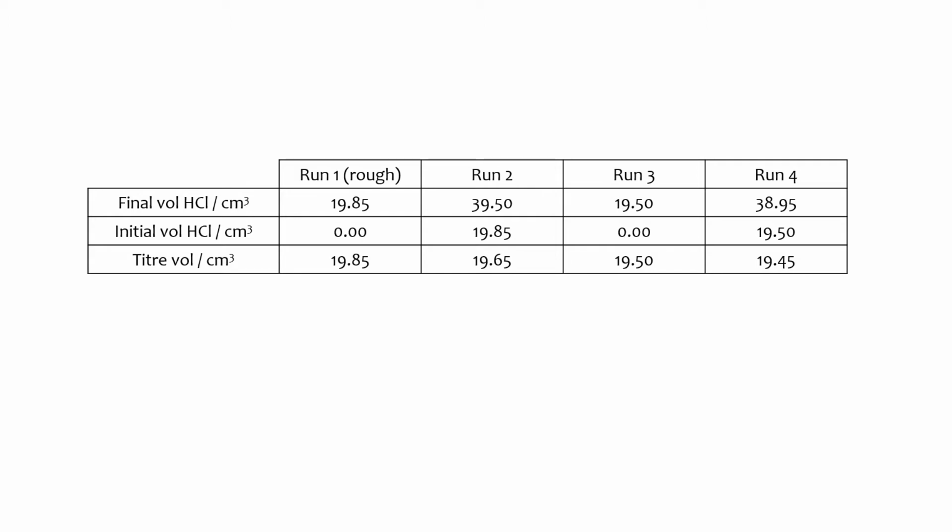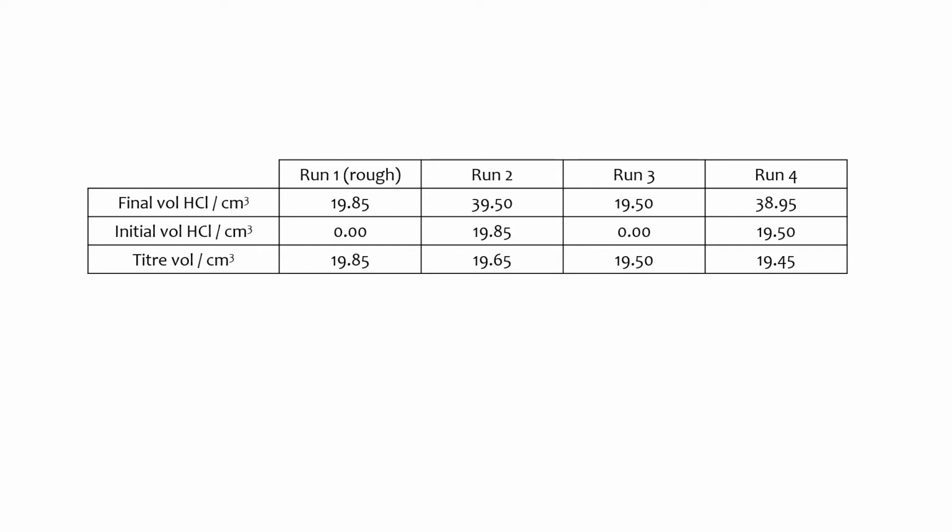The other thing to notice is that the initial volume is listed first. So if you were filling in this table, you would be putting your values in the initial volume first. And the reason for that is that it makes it a lot easier to then calculate the titre, or the volume that you've added, because you're doing the final volume minus the initial volume, and it just makes it easier for doing the arithmetic.